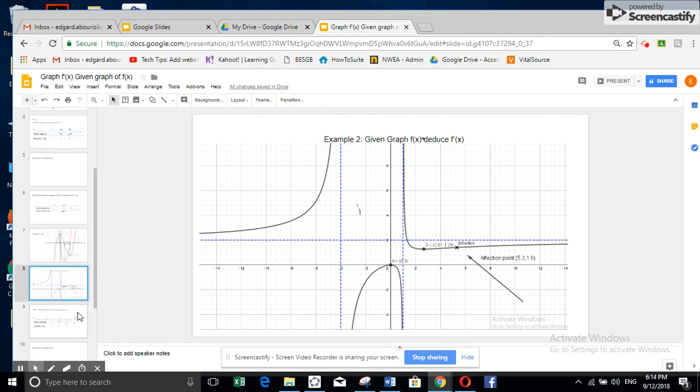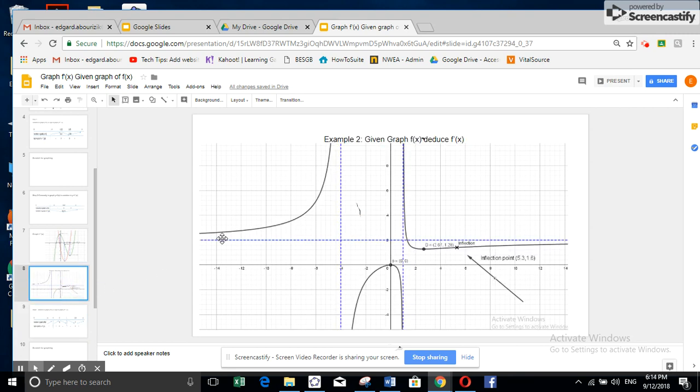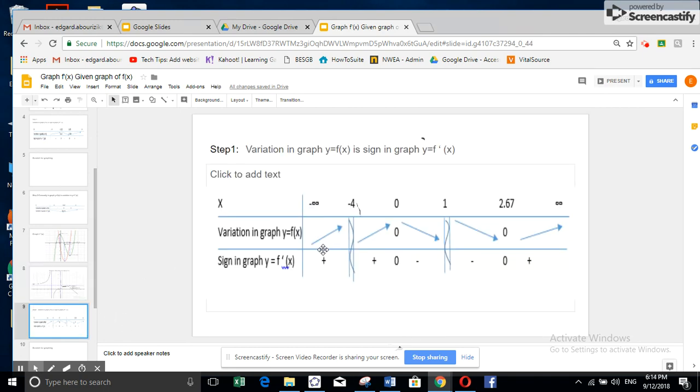So we said the variation gives this sign. If you look at the variation: increasing, increasing, decreasing, decreasing, then increasing. So up, you have a vertical asymptote, up, down, down, up at the point D. So we have one minimum. So you can see up, up, down, down, up. This is the point D. It will be the sign. Up means positive, then positive, minus, minus, positive.